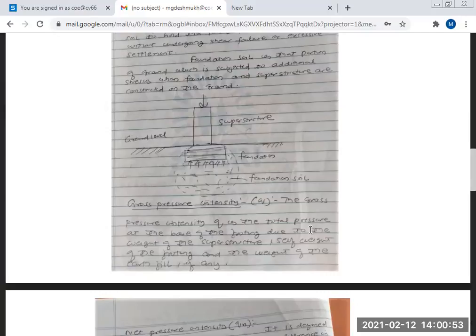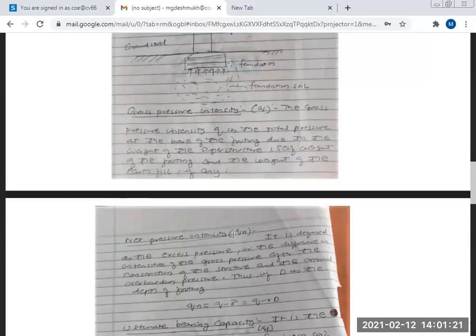The gross pressure intensity, q, is the total pressure at the base of the footing due to the weight of the superstructure, self weight of the footing and weight of the earth fill if any. तो इन तीनों की वजह से बेस ऑफ द फुटिंग में जो टोटल प्रेशर आ रहा, इट इज कॉल्ड ग्रॉस प्रेशर इंटेंसिटी एंड इट इज स्मॉल q.